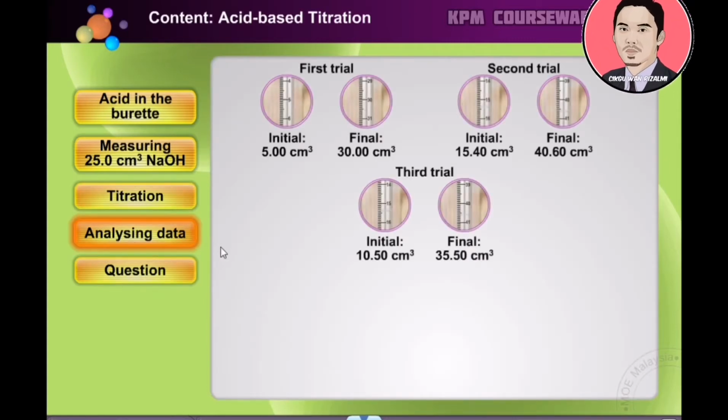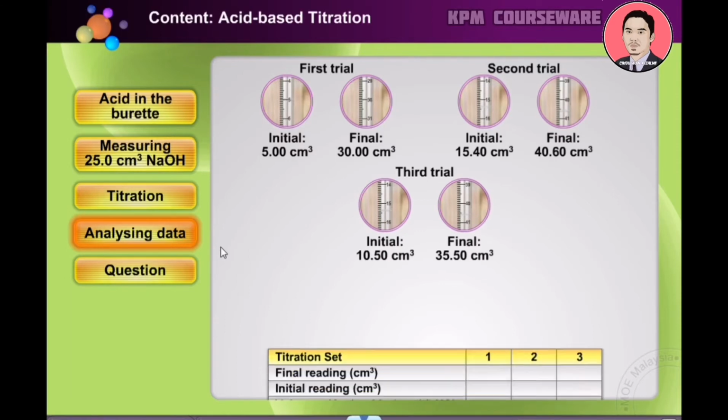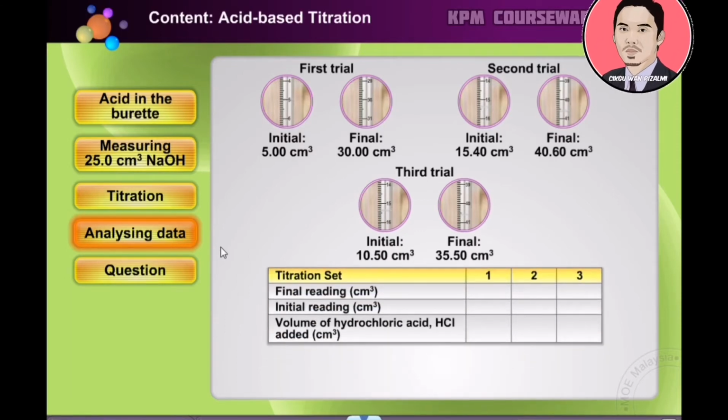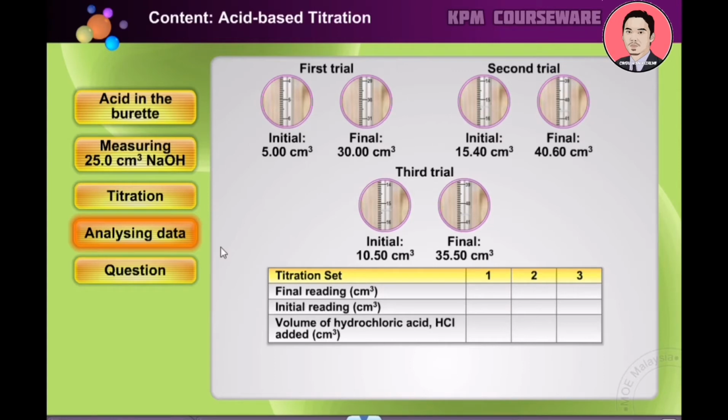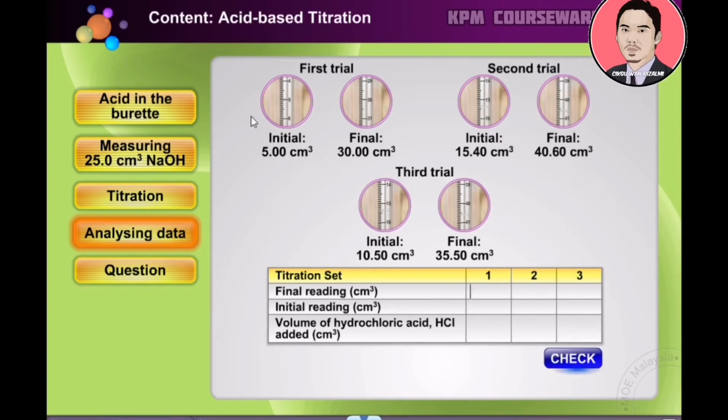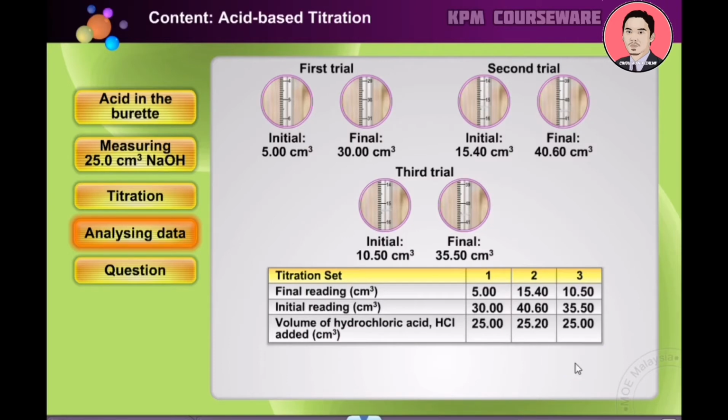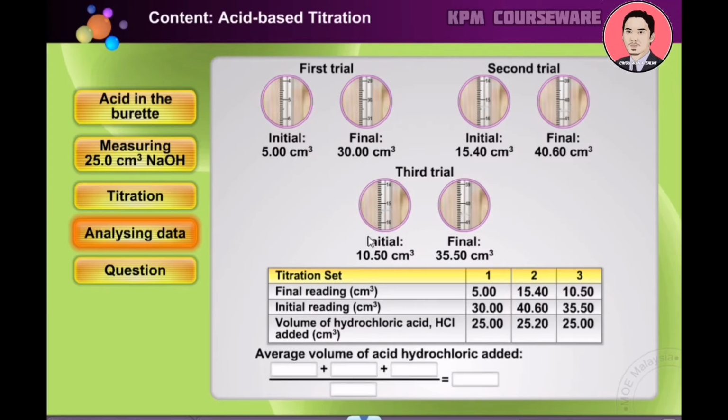Record the initial and the final burette readings. Then, complete the observation table. Click the check button when you are done. Now, calculate the average volume of hydrochloric acid added.